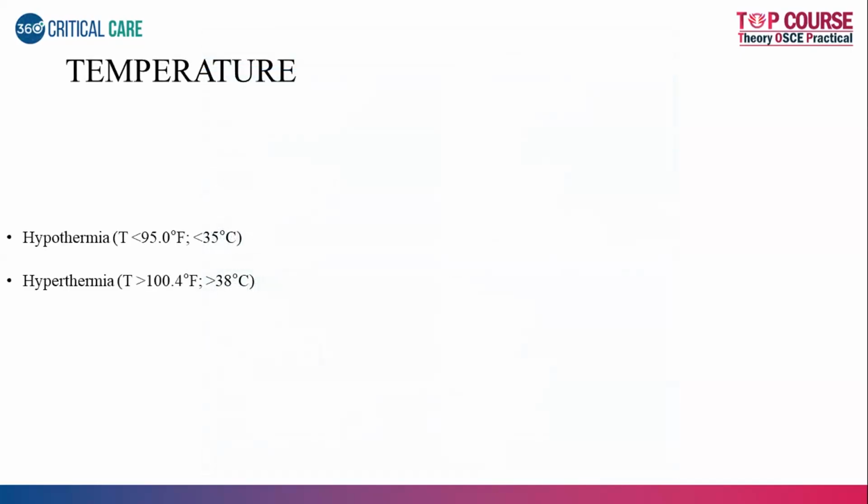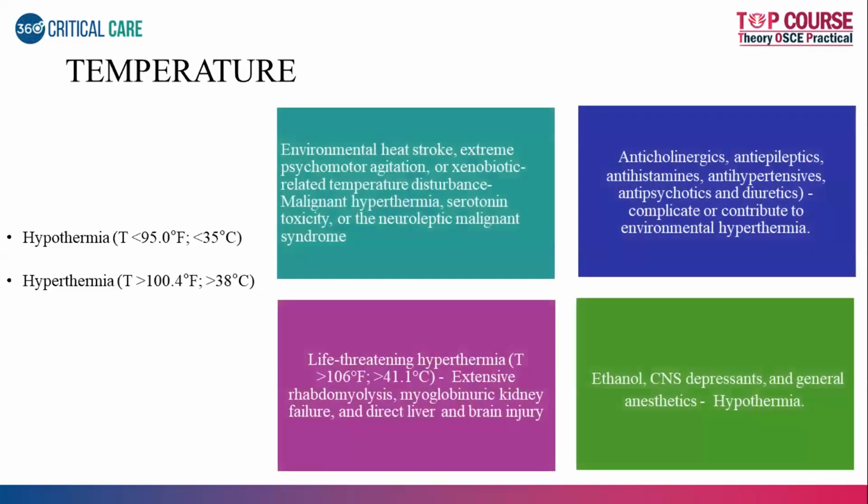Now coming to the temperature, the third vital sign. You call it hypothermia when the temperature is less than 95 degrees Fahrenheit or less than 35 degrees Celsius, and hyperthermia when the temperature is more than 100.4 degrees Fahrenheit or more than 38 degrees Celsius. So what are the common causes of hyperthermia?